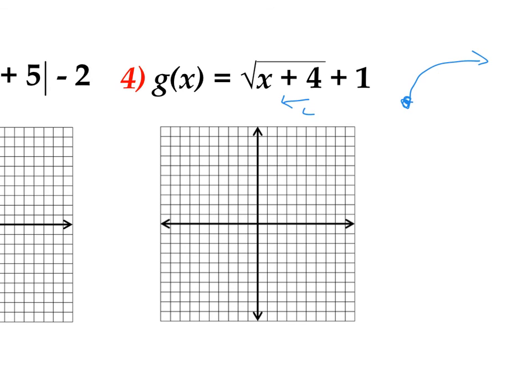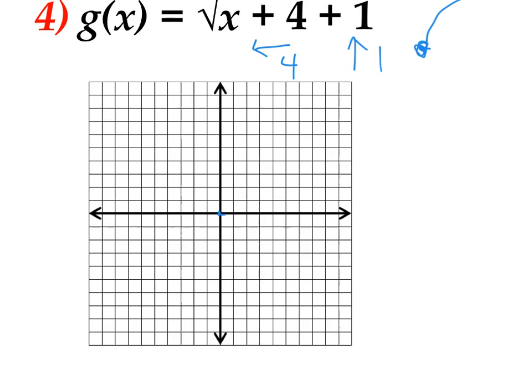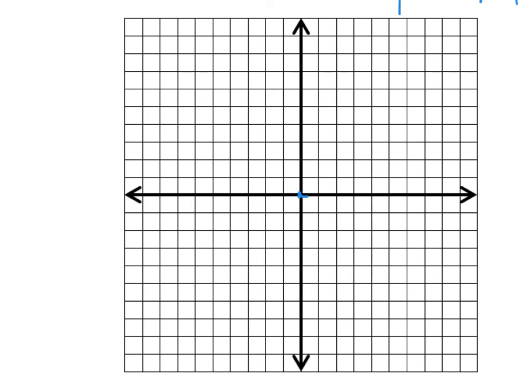According to this, we're going left 4, we're going up 1. So remember, numbers inside the function control left and right. Outside the function control up and down. My vertex was normally at 0, 0, but it got moved left 4, up 1. So my new vertex, or the endpoint, is going to be left 4, up 1 right here.